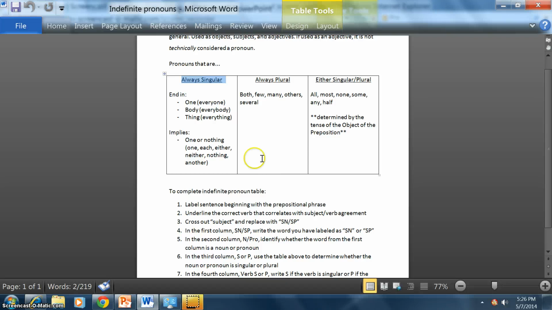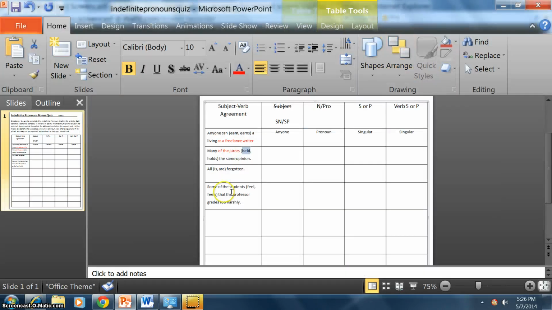So I'm taking a look, and I see that the word many pops up in my always plural category. So I'm going to type in the word many here. I know that it is going to be a pronoun. It is plural. It's always plural according to my chart, and it is plural because the verb needs to match.